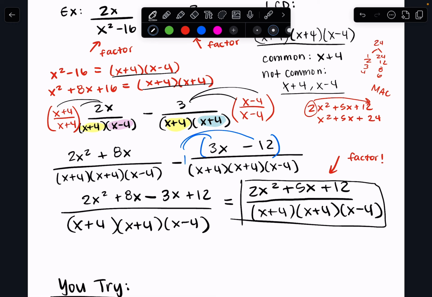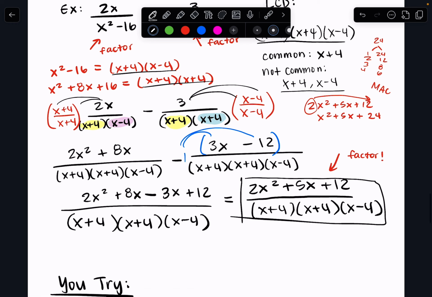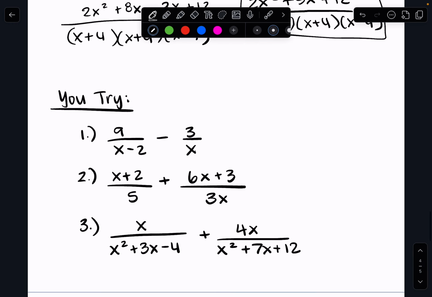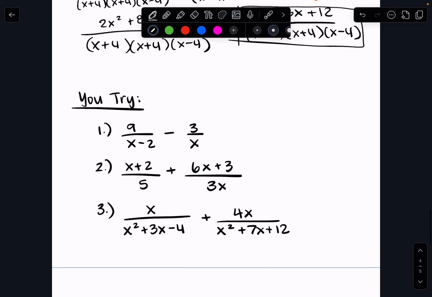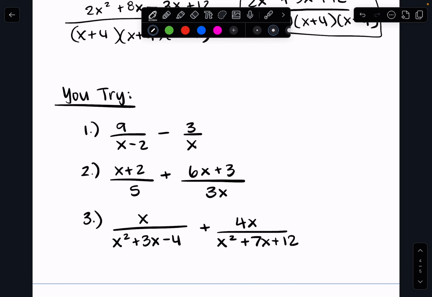All right, so you always want to check to see if you can factor. I want you to go ahead and try these problems right here, and you're more than welcome to check yourself and go from there.